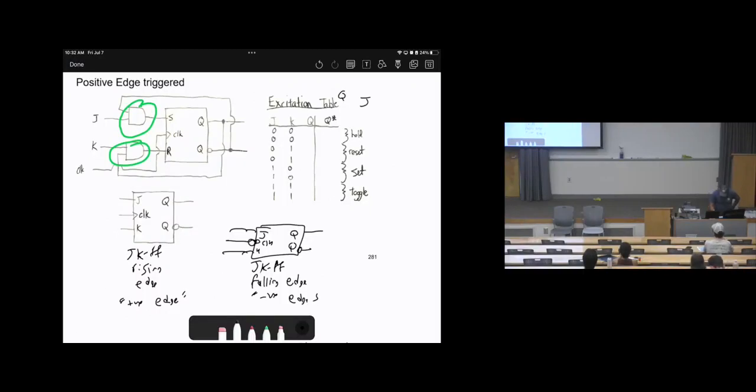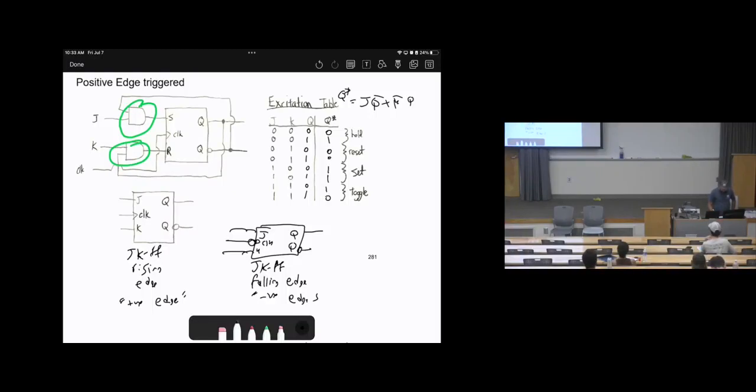Again, Q star equals J Q bar plus K bar Q. So the J, K inputs go 0, 0, 1, 1 and 0, 1, 0, 1. When J equals 0, K equals 0, we are in hold mode, so it will copy Q. When J equals 0, K equals 1, we are in reset, so it will be 0. When J equals 1, K equals 0, we are in set, so this will be 1. Then J equals 1, K equals 1 is the complement mode, so it will be Q bar.